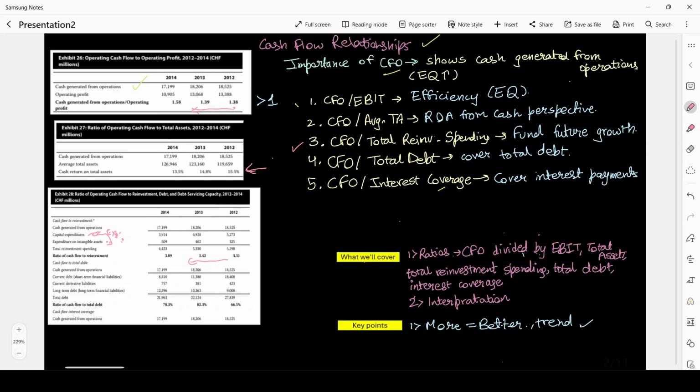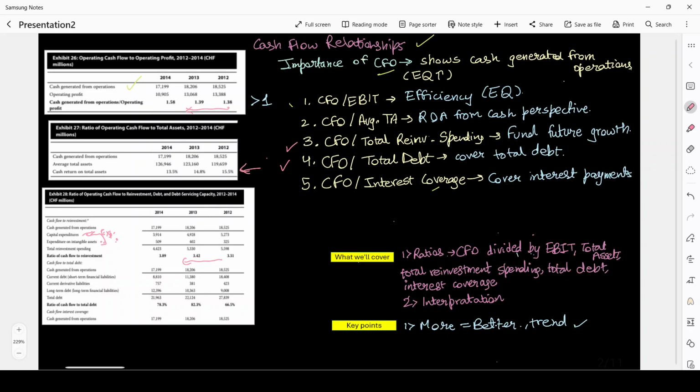Next is the ratio of cash flow from operations to total debt. It shows how much cash flow from operations cover the total debt of the firm. So here we notice in cash flow to total debt that the ratio is about 78%, about 80%. So about 80% of cash flow is generated per 100 rupees of debt, which is a positive. It shows good repaying capacity.